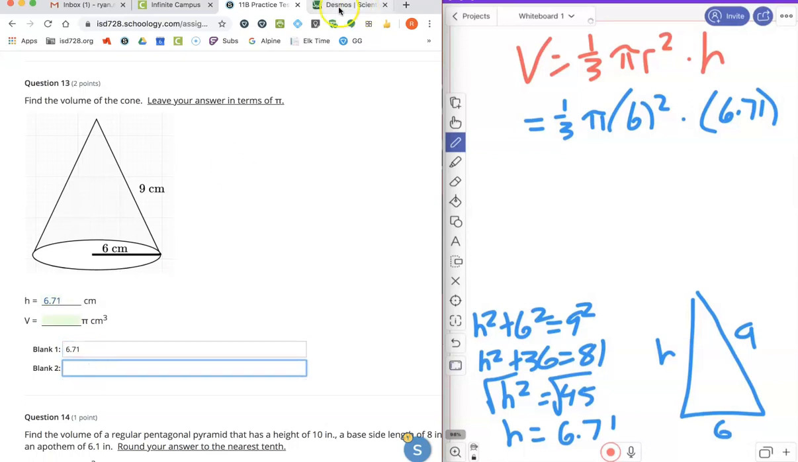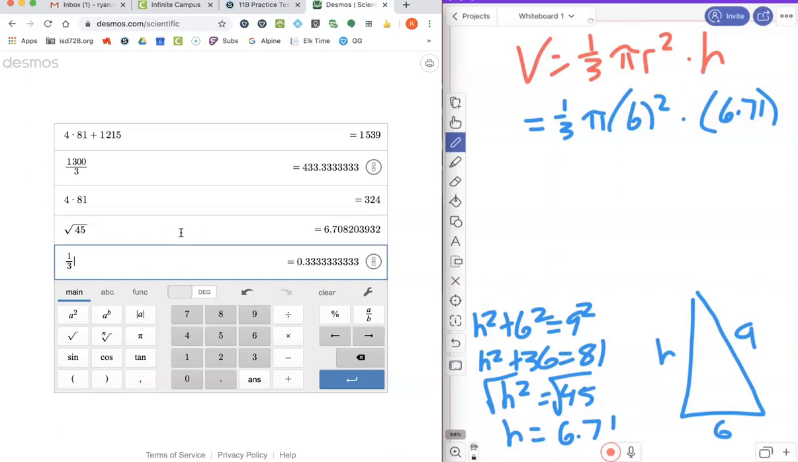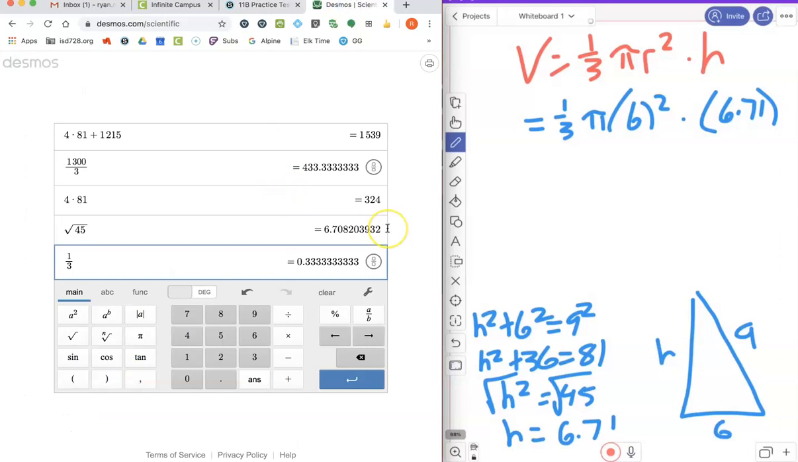And we're ready to go to the calculator. So we're going to take, and I'll even leave it exact here. We'll have 1/3. We are leaving this in terms of pi. So we have 1/3 times 6 squared, which is 36.